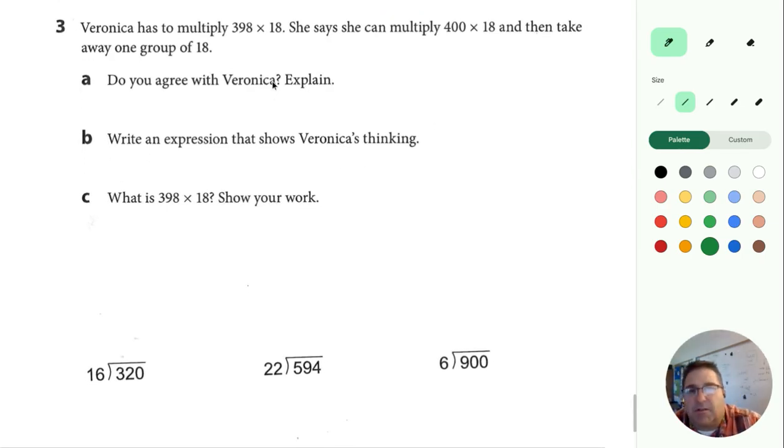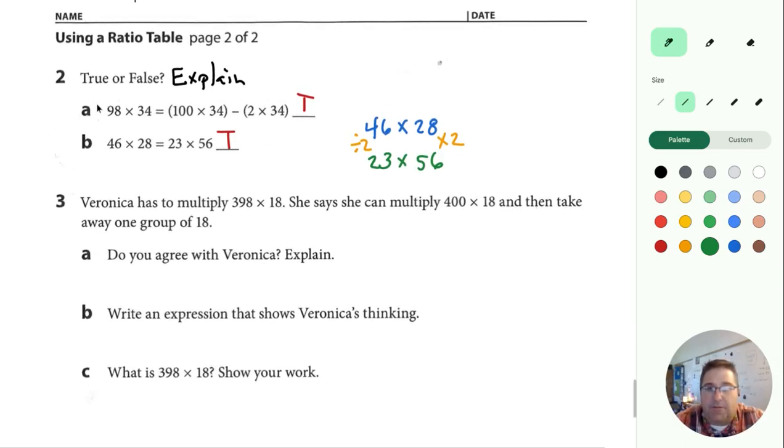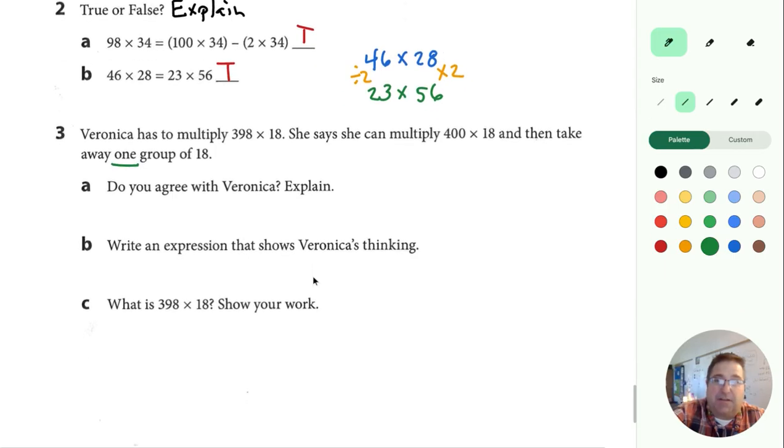All right, Veronica has to multiply 398 times 18. She says she can do 400 times 18 and then take away one group of 18. So this is very similar to letter A here. We can use an over strategy. Isn't 400 really close to 398? It sure is. But if I'm at 398, how many groups do I need to take away? Oh, that 398, I went over two groups of 18. She said only take away one group. You got to take away two groups on that one, right? So, is she right? No, she's not quite right on that.